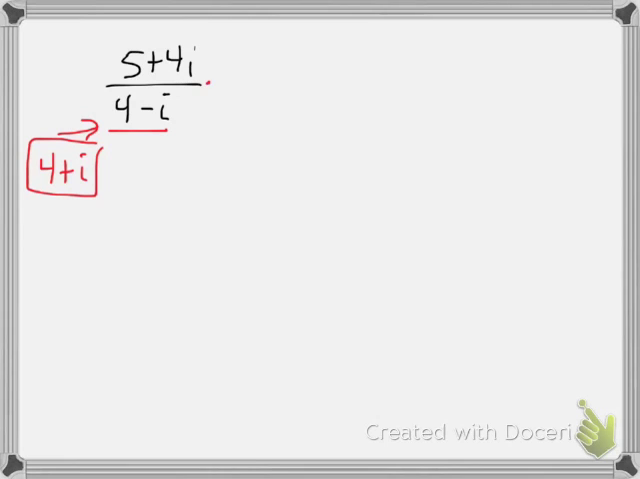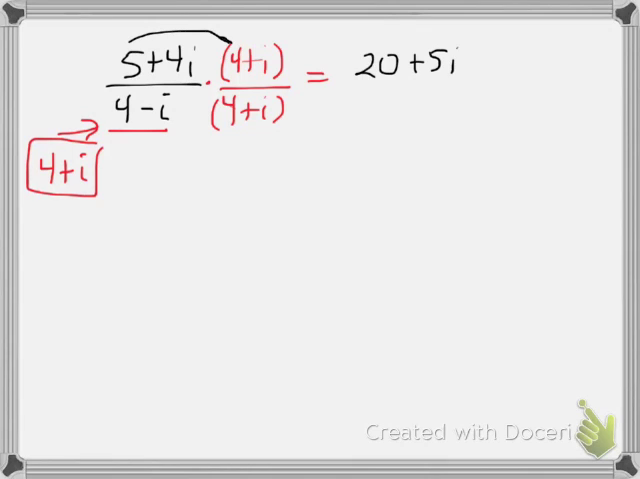And so again, I'm multiplying this by 4 plus I and multiply the denominator by 4 plus I. All right, so how do I multiply these? I'm going to have to FOIL the numerator and the denominator. All right, so I FOIL the numerator and I get 20 plus 5I plus 16I plus 4I squared.